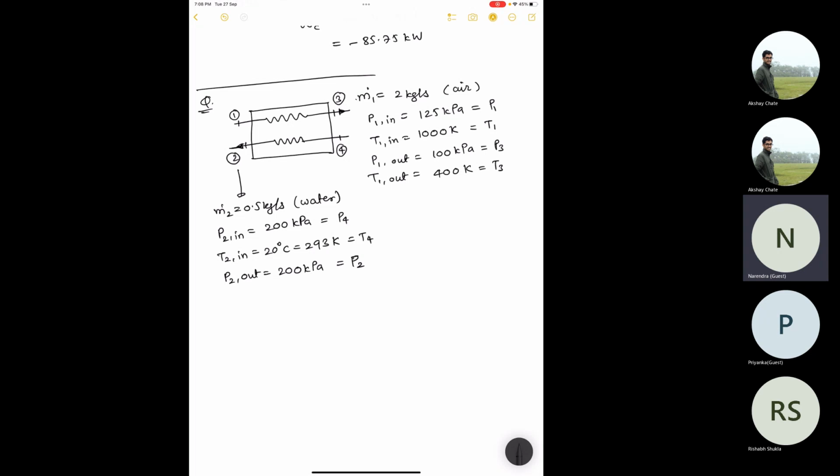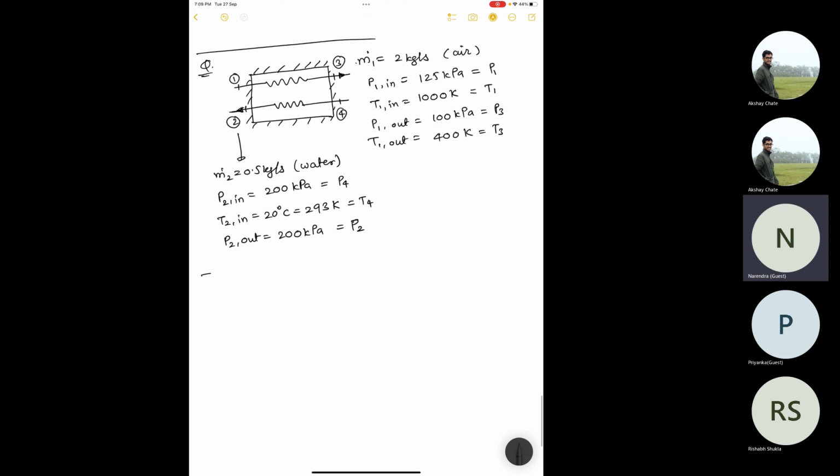One more thing is that this heat exchanger is adiabatic. I think so, one second, I'll check. Yes, it is adiabatic. Now you need to find the exit temperature of the water.